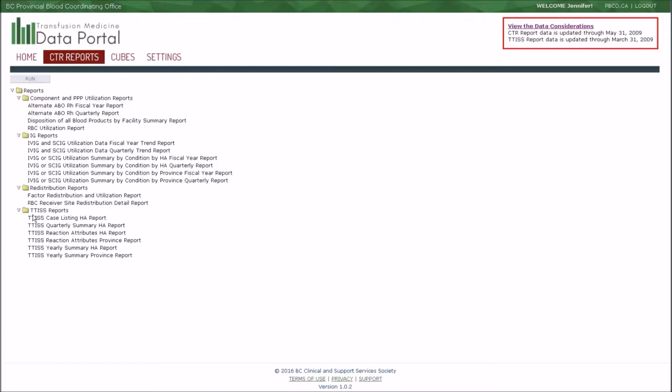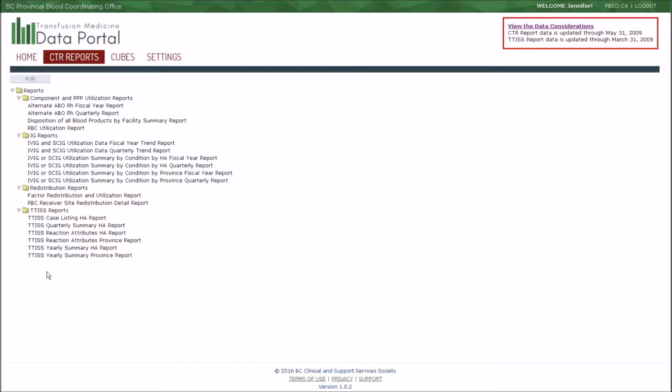The last group of reports is the TIS reports. This stands for Transfusion Transmitted Injuries Surveillance System and reflects the transfusion reaction reports that are submitted to the BC Provincial Blood Coordinating Office as part of the office's role in supporting the reporting of transfusion reactions to the Public Health Agency of Canada.